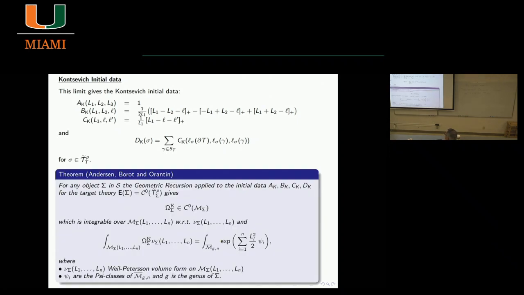They give functions on moduli spaces, as always, because geometric recursion always gives functions on moduli spaces if you start with target theory, Teichmüller theory. And if you take those functions and multiply them onto the Liouville volume form and integrate, you can express this in terms of these pairings of psi classes on M_g,n bar. And this expression here is the one that Kontsevich worked on.